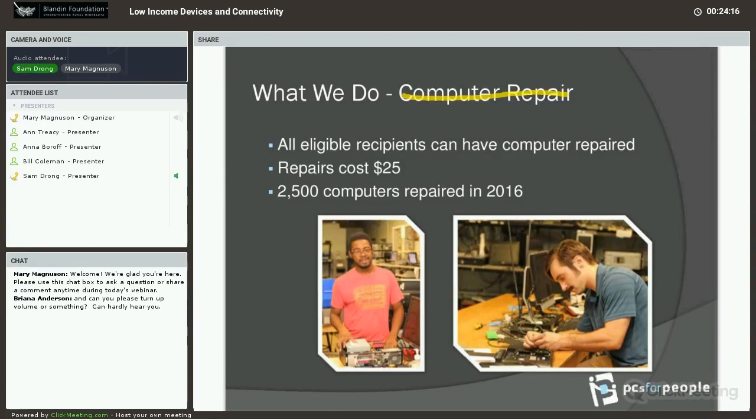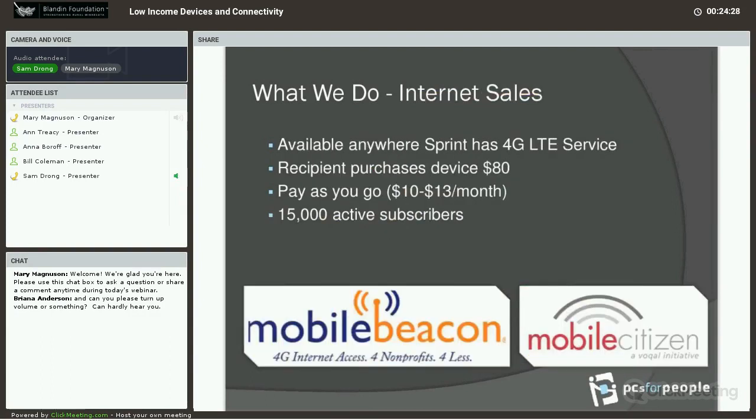And just to give an idea, we've provided about 2,500 computers last year. It's also worth noting we distributed about 10,000 computers. I think I failed to mention that on the last slide.